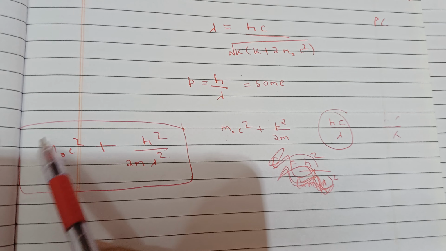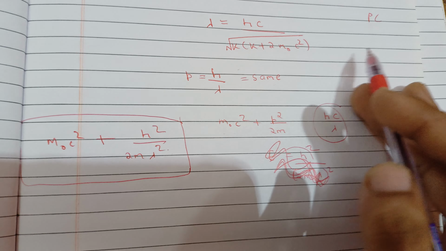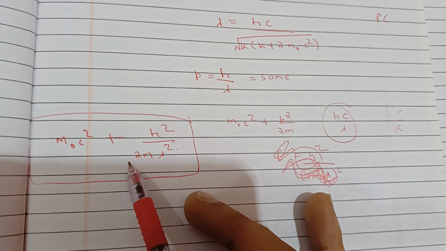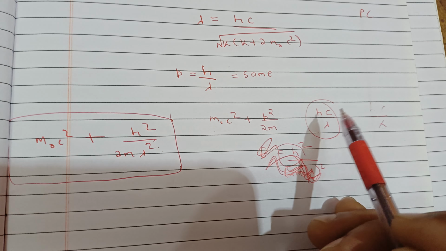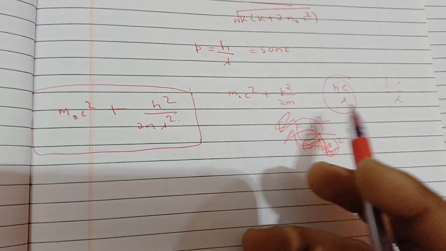Now see, this value is greater than this one for the same lambda. So you will say that the total energy of the particle will be greater than that of the photon for the same wavelength. If we are comparing the total energy, then this will be greater than this.